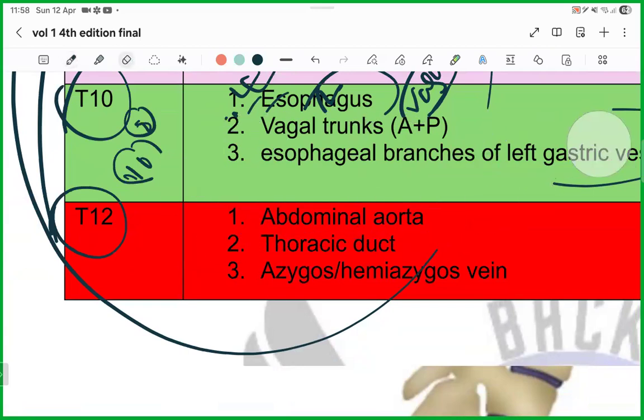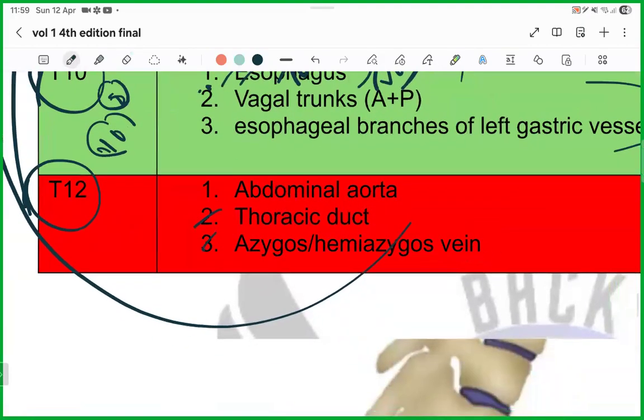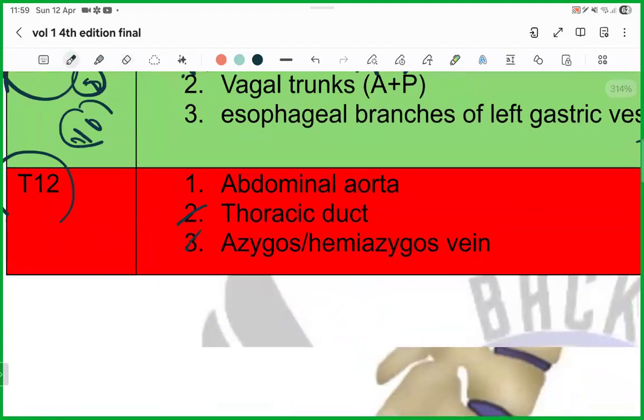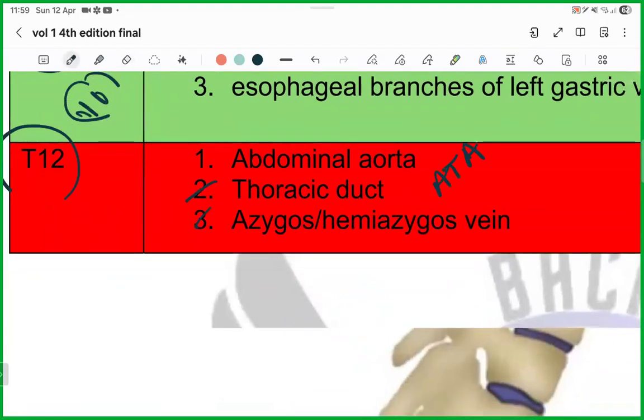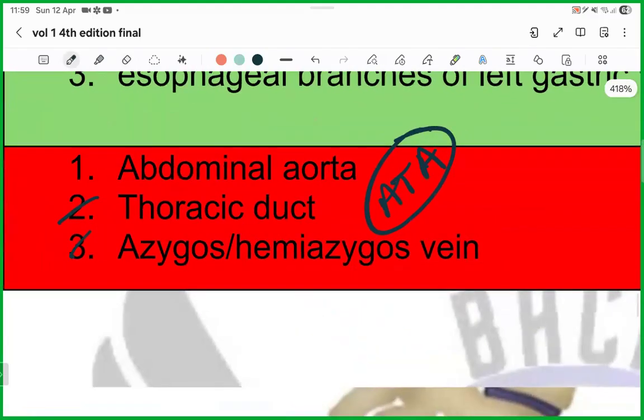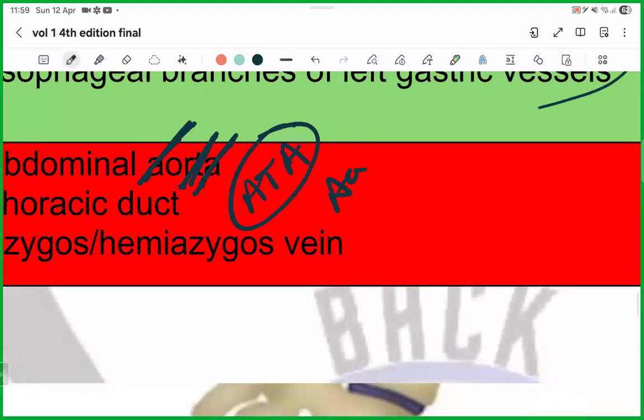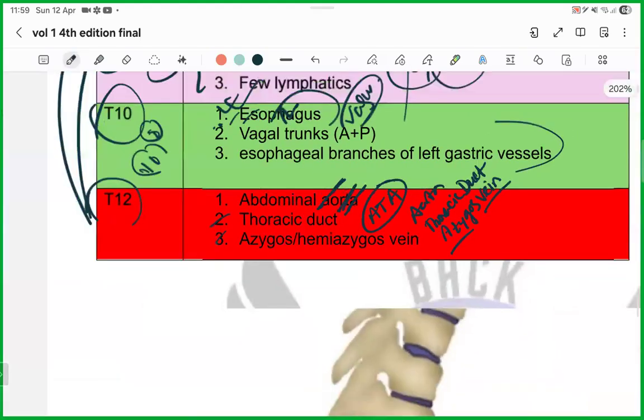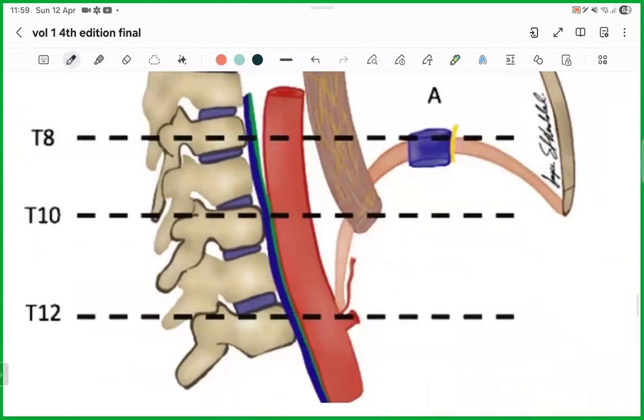But remember, with the abdominal aorta, we get two other structures. Remember these three words: ATA. Aorta, thoracic duct, azygos vein. Aorta, thoracic duct, azygos vein. All of these three you must remember because they ask you all of these.